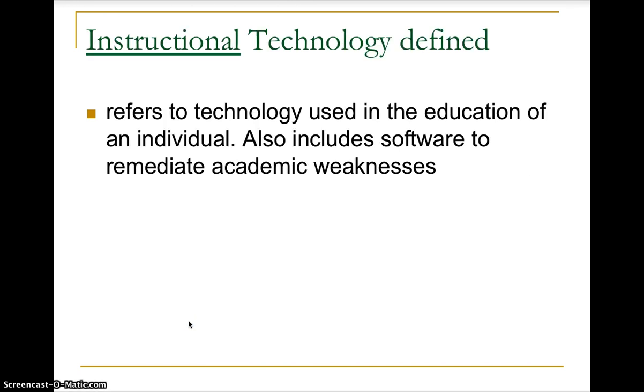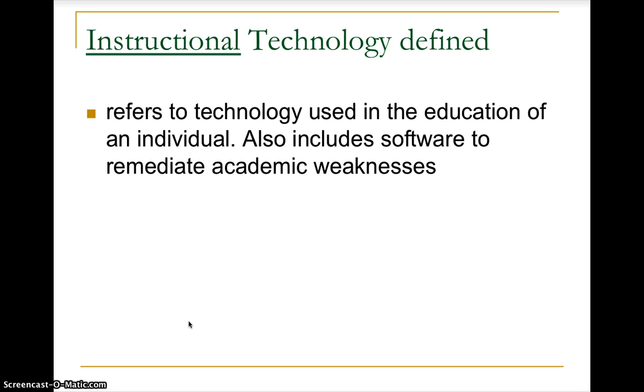Another thing that the first chapter doesn't clarify, that I think is also important, is the difference between instructional or educational technology and assistive technology. When we talk about instructional or educational technology, it refers to technology used in the education of an individual. So any individual, all students, having technology used to better their education. It includes software to remediate academic weakness. And that's another thing we need to talk about, the difference between remediation and compensation.